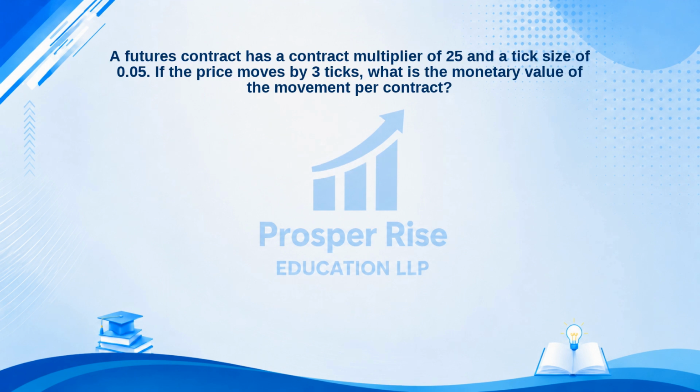A futures contract has a contract multiplier of 25 and a tick size of 0.5. If the price moves by 3 ticks, what is the monetary value of the movement per contract? Here are your options. A. Rupees 5.0. B. Rupees 3.0. C. Rupees 3.75. Or D. Rupees 2.50. Take a moment to pause the video and decide.